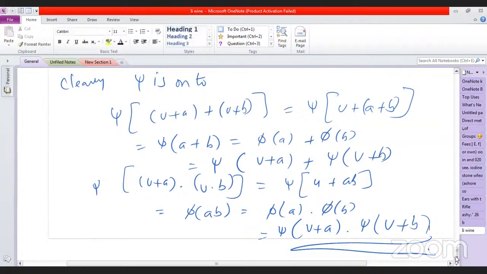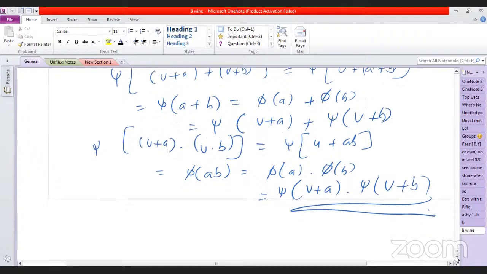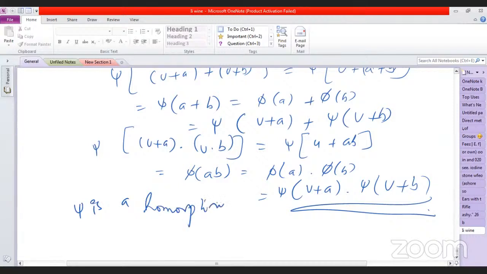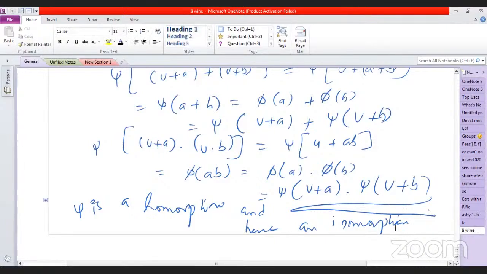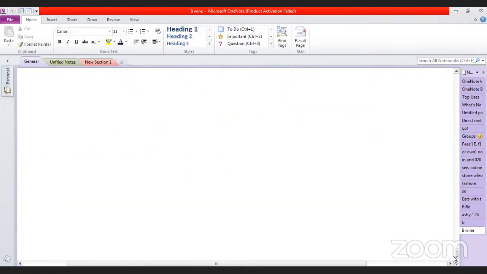If it is a homomorphism, will it become an isomorphism or not? It will, sir. Phi is a homomorphism and hence an isomorphism. R is isomorphic to phi of R. So therefore phi is onto.